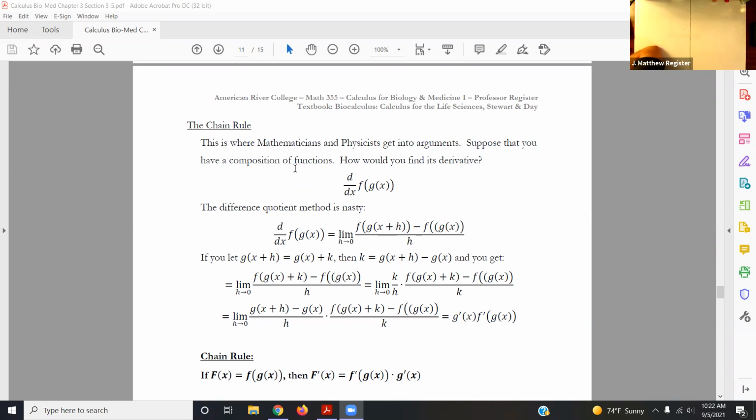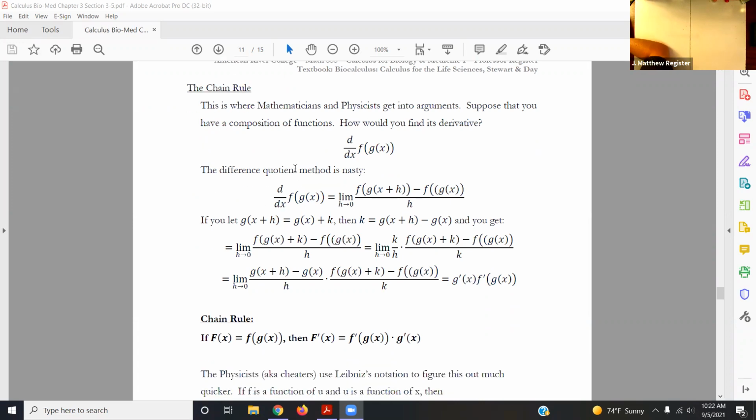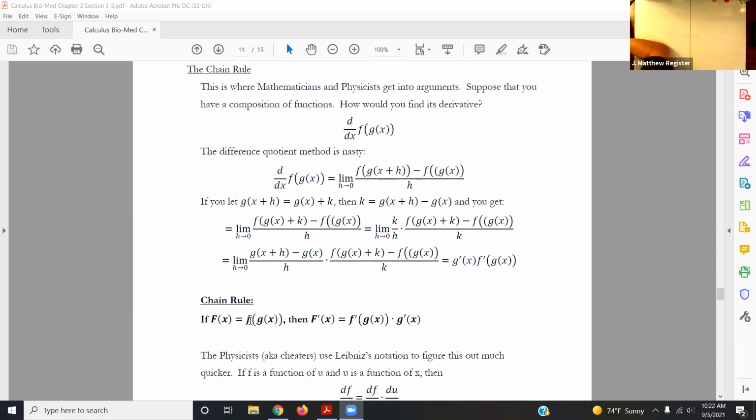The way the chain rule works is if you have a function inside of a function, basically you work your way out. And so you would start by saying if f of x is equal to f of g of x, then f prime of x is going to be equal to f prime, the derivative of the main function, still with the inside function on the inside. And then you multiply that by the derivative of the inside function.